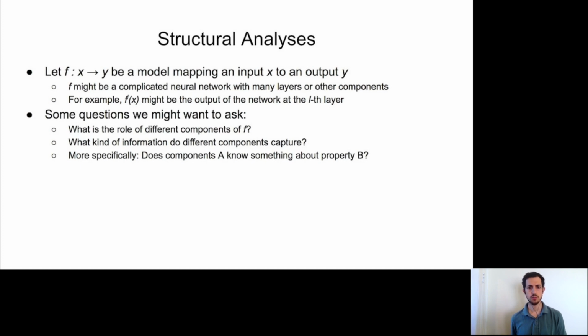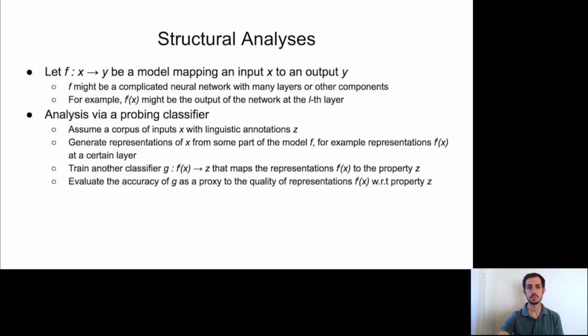So what are some questions we might want to ask about the structure of f? We could ask, what is the role of different components? What do they do? What kind of information do different components capture? And more specifically, here in this section, we'll ask, does component A know something about the property B? But the main approach to answer this question is something called using a probing classifier.